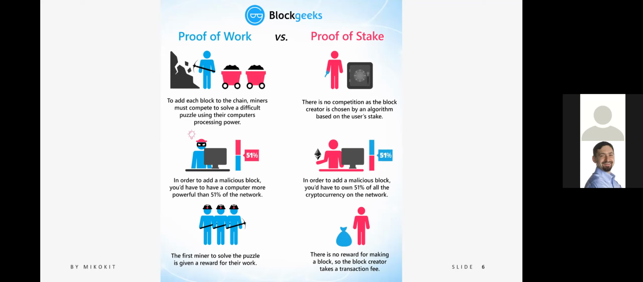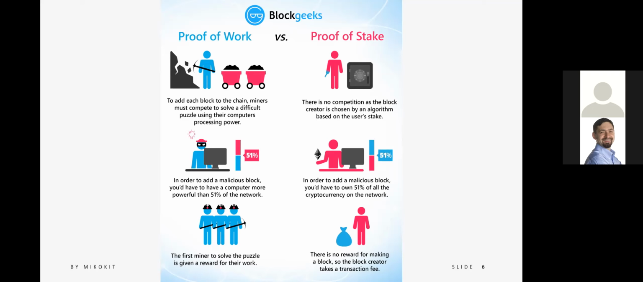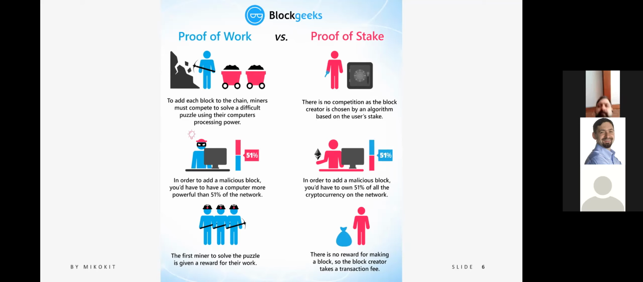Proof of stake is what Ethereum uses, and it's a bit different. There's no competition, as the block creator is chosen by an algorithm based on the user's stake. Instead of verifying your work through computing power, you actually have to stake your own Ethereum and use that as collateral to manage the system. So instead of needing 51% of the computing power to make a malicious block, you'd need 51% of the Ethereum, which again is very difficult and realistically impossible.